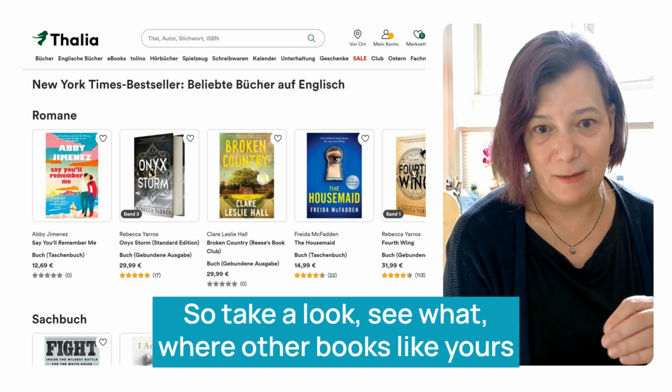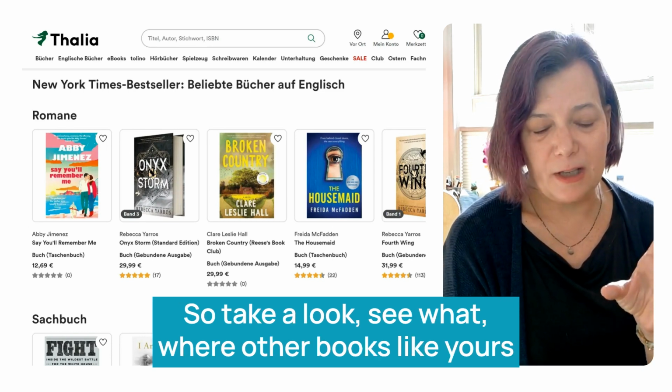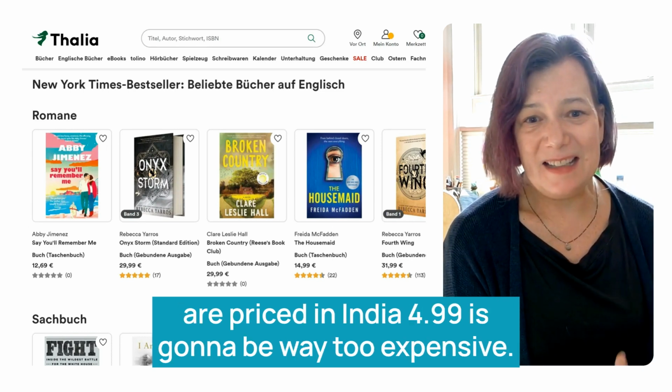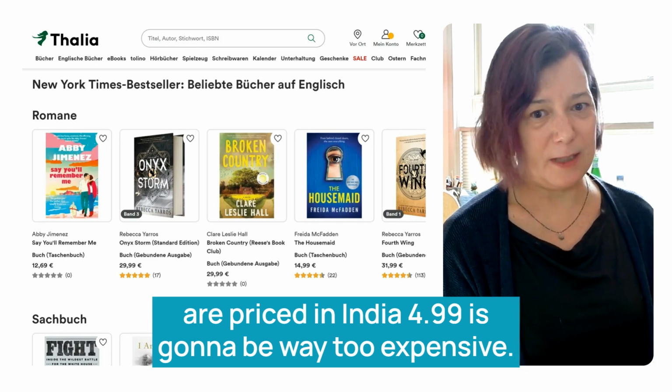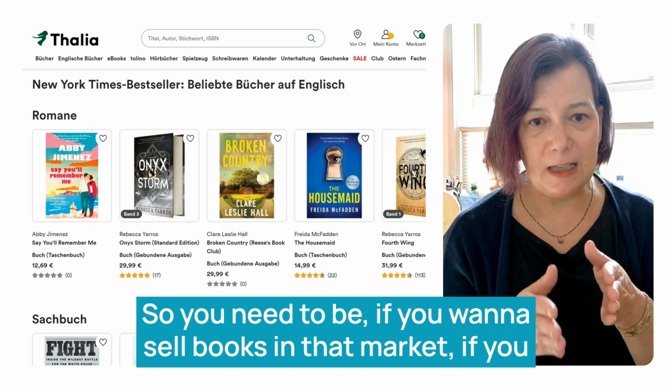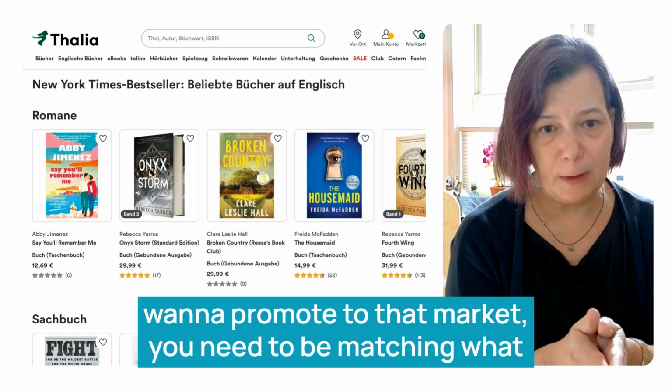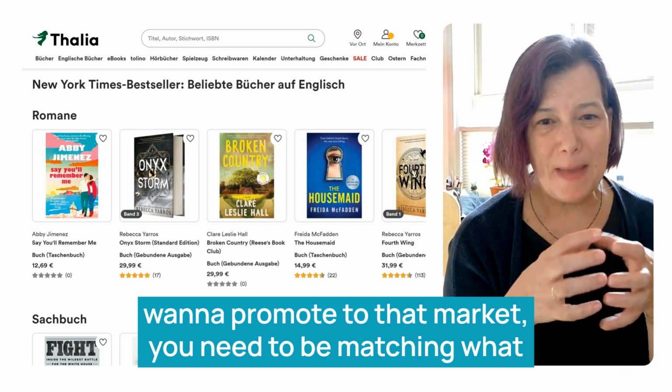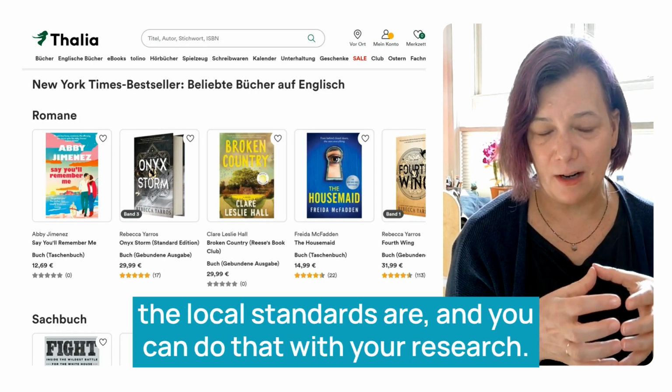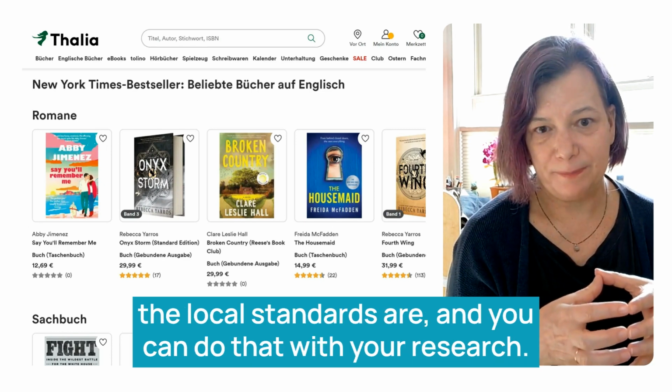So take a look, see where other books like yours are priced. In India, $4.99 is going to be way too expensive. If you want to sell books in that market, if you want to promote to that market, you need to be matching what the local standards are. And you can do that with your research.